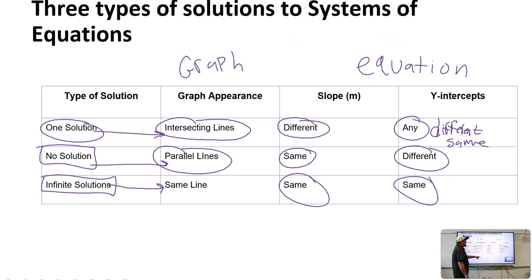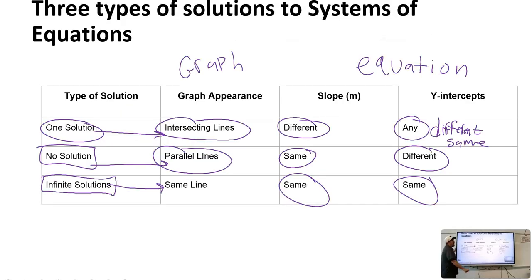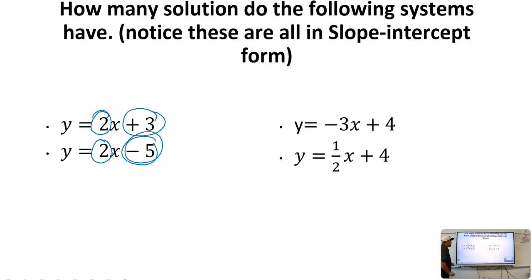Okay, so since it has the same slope, we're either going to have no solution or an infinite amount of solutions. Well, let's take a look at the y-intercept. We have a +3 and a -5. Those are different. So if I have the same slope and a different y-intercept, what does that mean? That means I have no solution. So if I were to graph these, they would be parallel, they would never cross, and they'd have different y-intercepts. So here I have no solution.